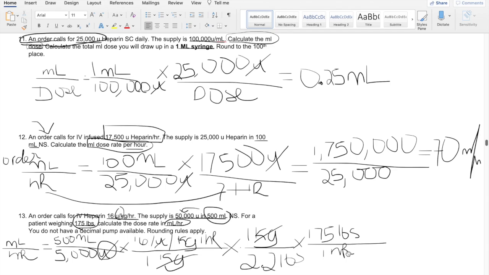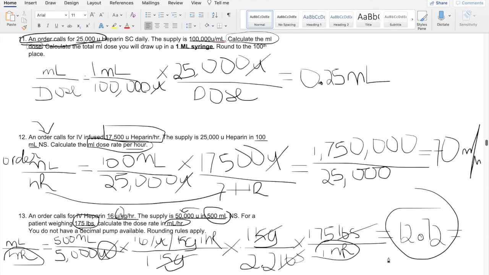And now that's going to be an hour. Do I need any conversion? No, I do not. So what I'm going to do is multiply all the top numbers, and then divide by the bottom numbers. Which is going to be equivalent to 12.72, but I'm going to round that off to 13.